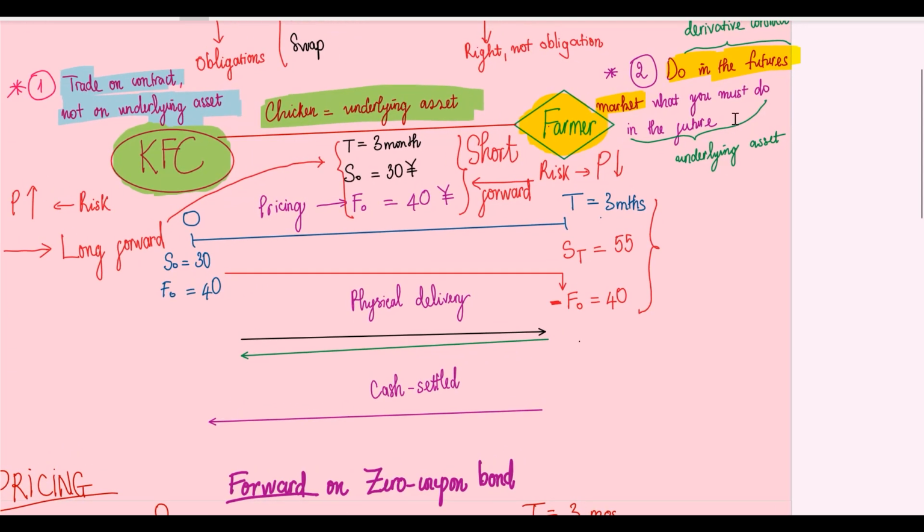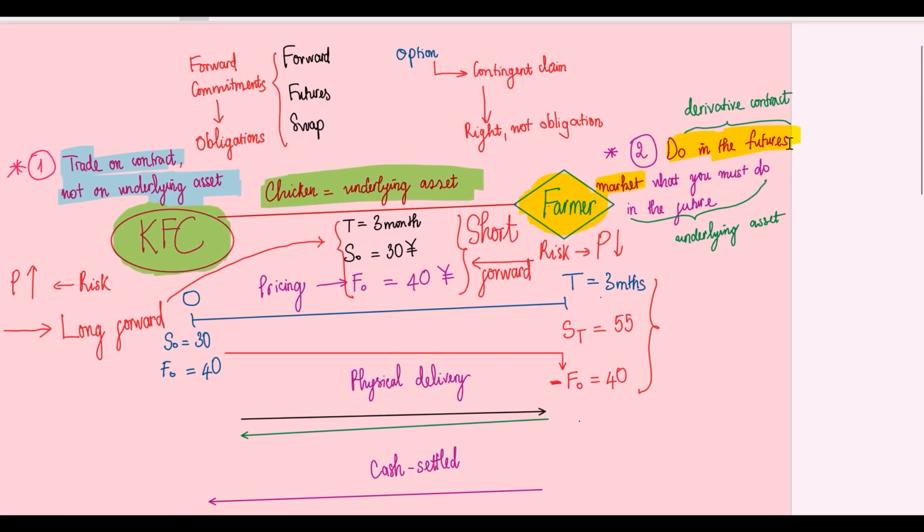All right, let's check out the second rule, okay? Do in the futures market. Remember, futures as a derivative always has an S at the end, okay? So, do in the futures market means do in the derivative market at the present time what you must do in the future. Still don't get it? It's actually pretty easy. If you want to trade the underlying asset in the future, you must do the same thing on the derivatives markets today, okay?